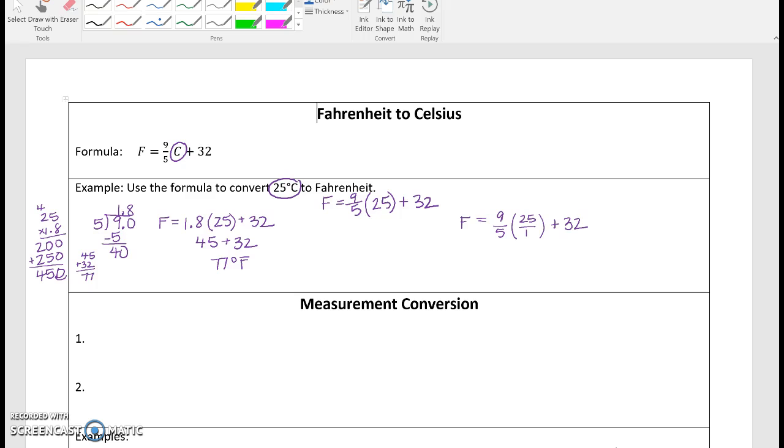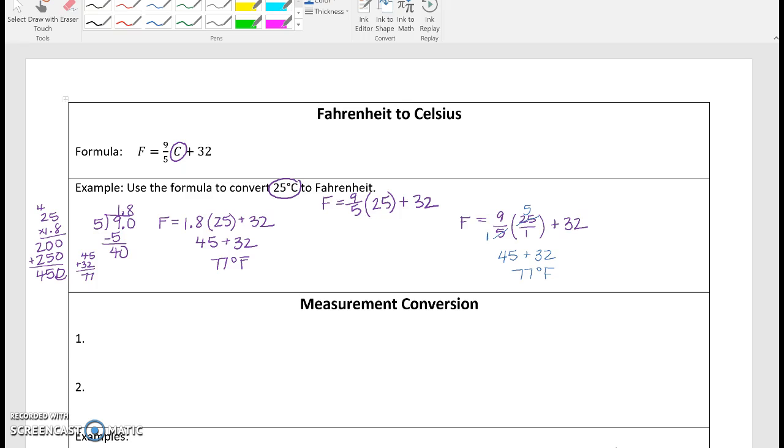So 5 and 25 are both divisible by 5. So 25 divided by 5 is 5. 5 divided by 5 is 1. So every time that you guys have a problem like this, the temperature will be divisible by 5. You will always be able to cancel it. Anytime we give you a problem in math or on the STAR test or on the CBA, you will always be able to cancel it by dividing by 5. So now I just do 9 times 5 is 45 over 1, which is just 45, plus 32. So again, it's 77 degrees Fahrenheit. So here I saved all of that multiplication, the division, because I kept it in fraction form and I multiplied.